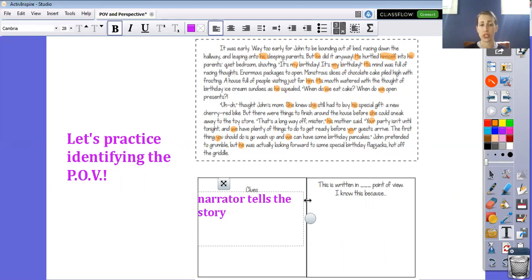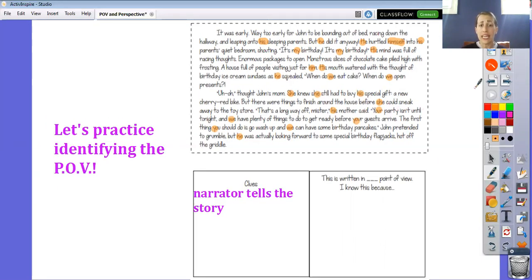Another thing that we could look for is whose thoughts and feelings do we really know in the story? If you look at the first paragraph, it tells you all about John. He's shouting. He was bounding out of bed, racing down the hallway, leaping on his sleeping parents. He's yelling, it's my birthday. His mind was full of racing thoughts. So we know that John is amped or excited about his birthday. He squeals, when do we eat cake? When do we open presents? So in this first paragraph, it's telling you all of John's thoughts and feelings about his special day.